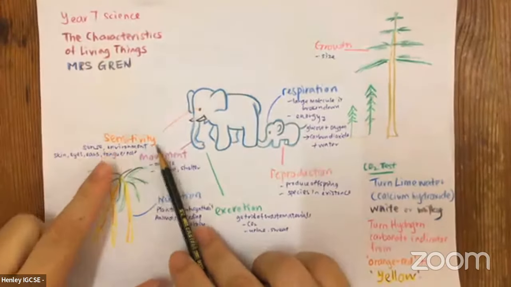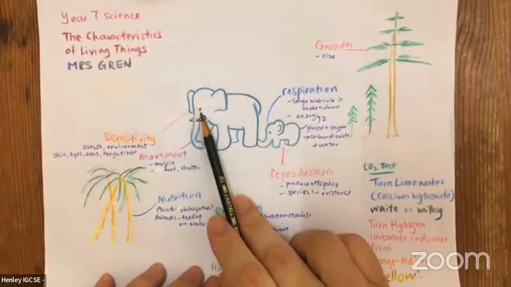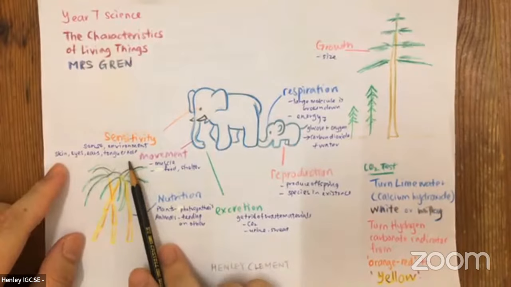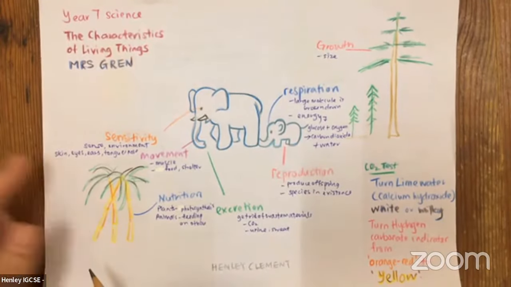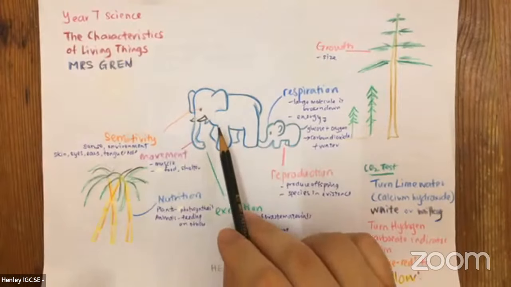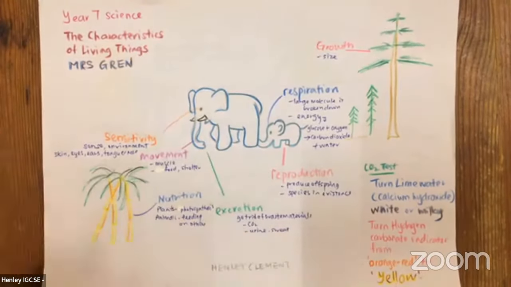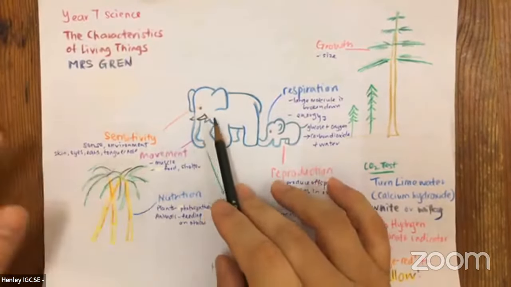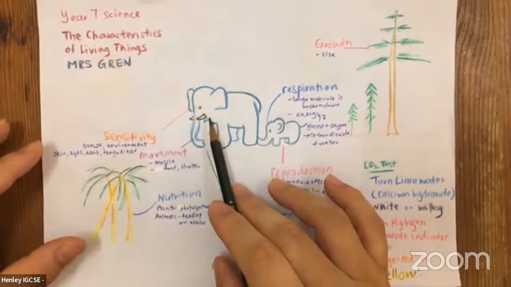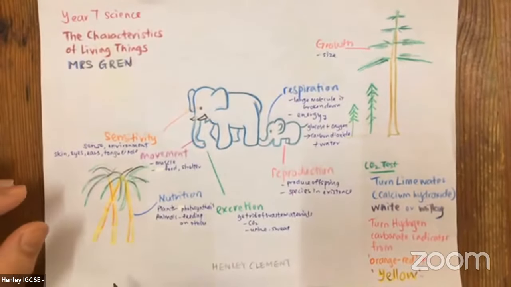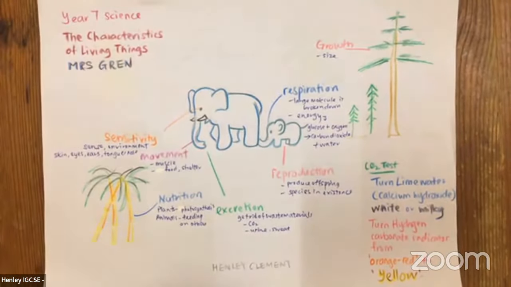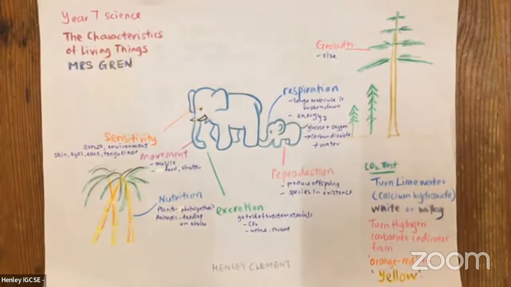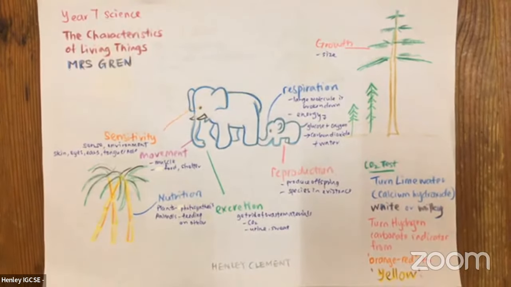I created this small piece of artwork for you so that you can easily get the idea. For sensitivity, can you see this elephant? I'm drawing the eyes. Actually, not only the eyes, but also the ears, the skin, the tongue, and the nose. Organisms use the senses to know the environment so that they can react to their environment. Sensitivity means that they can see, hear, feel, and taste.